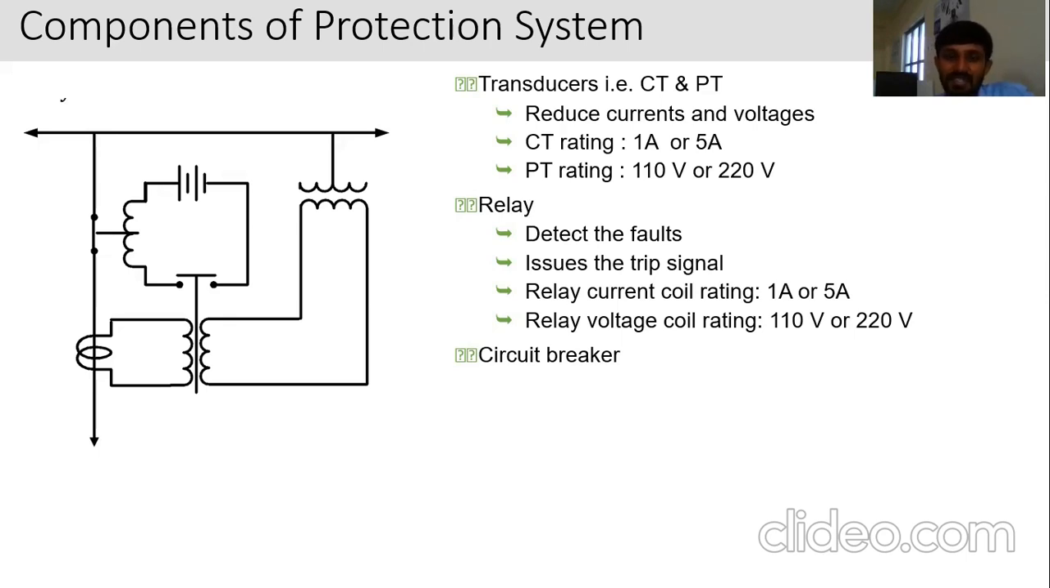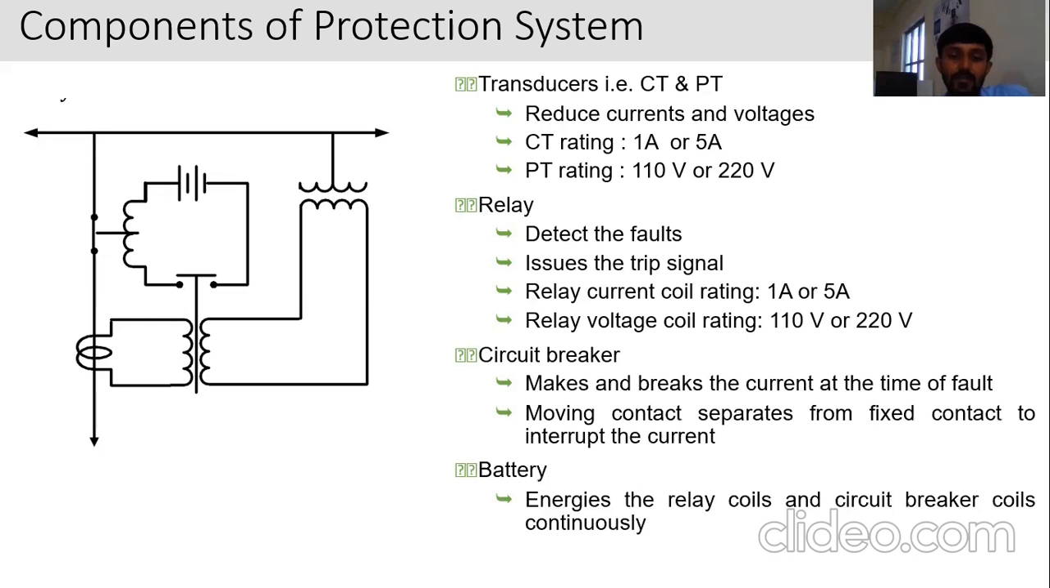Second is to issue the trip signal on its own. Third is the relay current and voltage rating. The current rating is 1 ampere or 5 ampere. Most relays are available in 1 ampere for protection, and the rest are available in 5 ampere. For the voltage rating, most relays are rated at 110 volts, and special purpose relays are 220 volts.